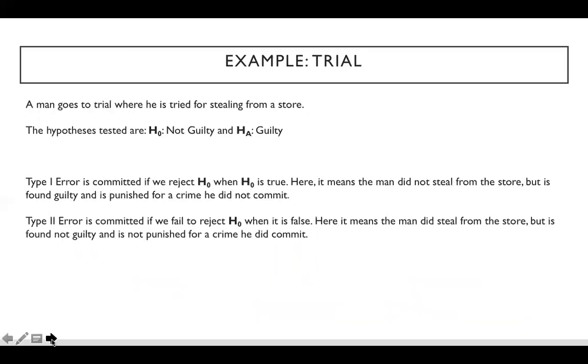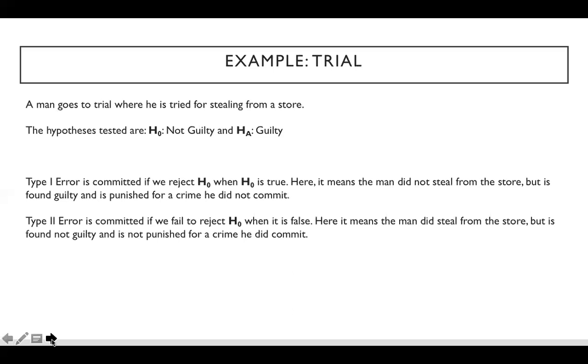An example I like to use to put type 1 and type 2 errors in perspective is this trial example. A man goes to trial where he is tried for stealing from a store. The hypotheses tested are: the null hypothesis is that he is not guilty, and the alternative hypothesis is that he is guilty. A type 1 error is committed if we reject the null hypothesis when the null hypothesis is true. In this case, it means that the man did not steal from the store, but he is found guilty and is punished for a crime that he did not commit.